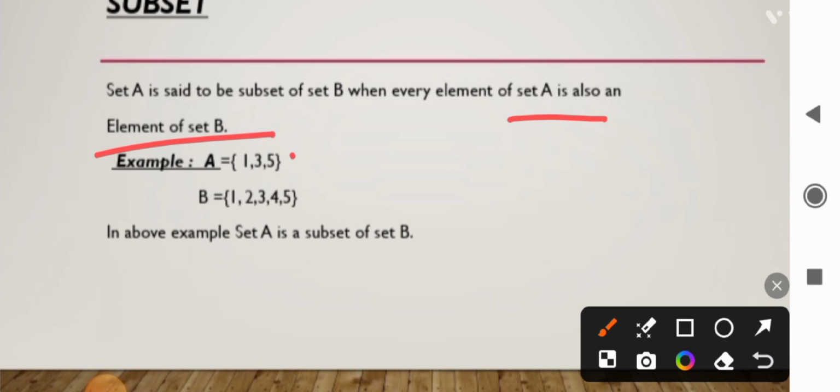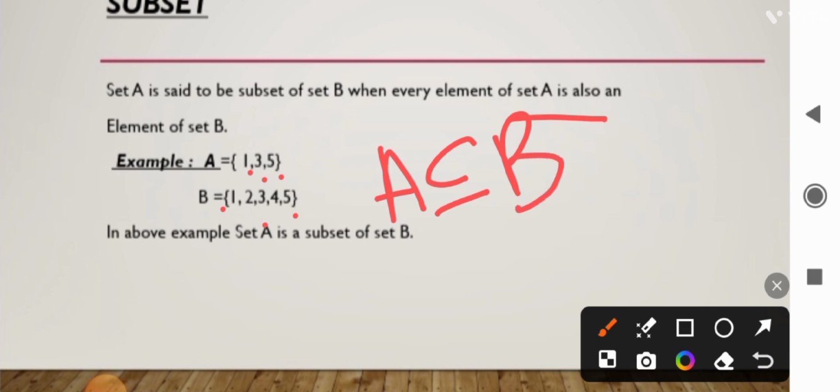Set A has 3 elements 1, 3 and 5, and set B has elements 1, 2, 3, 4, 5. Here we can easily see that 1 is common in them, 3 is common in them, and 5 is common in them. So we can simply say that A is a subset of B, and we cannot say that B is a subset of A. We need to remember one more thing, that phi is a subset of every set.